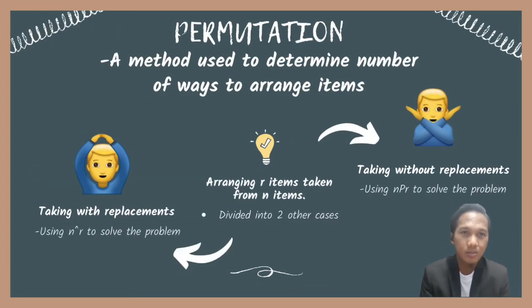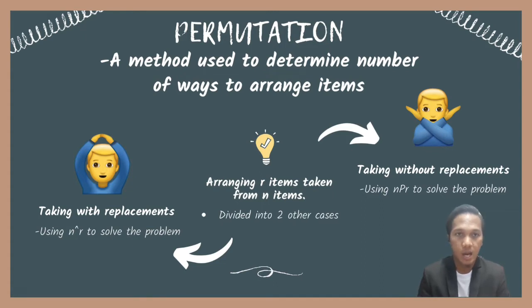Bismillahirrahmanirrahim. Assalamualaikum warahmatullahi wabarakatuh. My name is Mohamad Nor bin Azrenkefly, and now I will explain about permutation. First of all, we need to know the definition of permutation. Permutation is a method used to determine number of ways to arrange items. And under permutation, we have a few cases. I will explain one of the cases and the other cases will be explained by my friends.